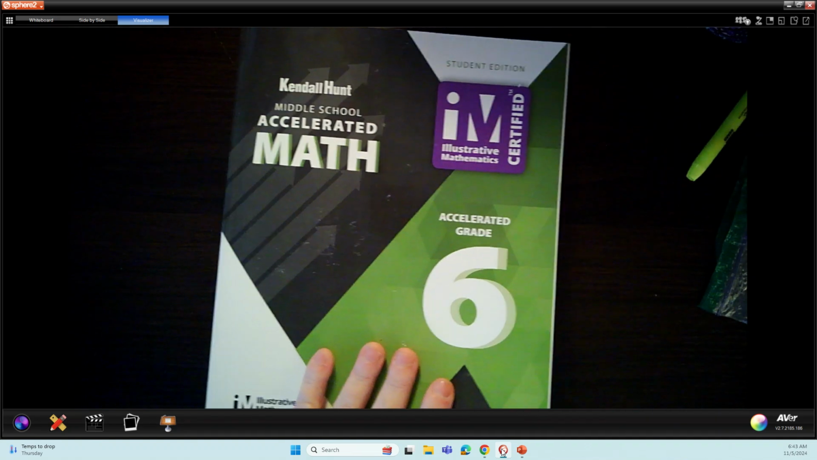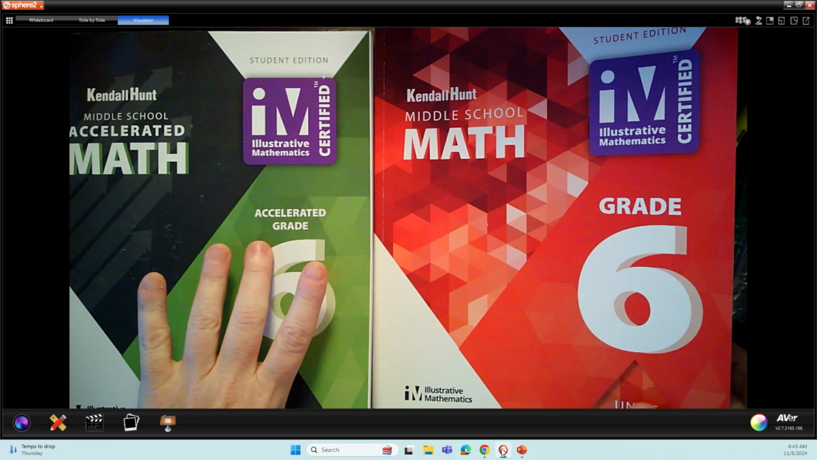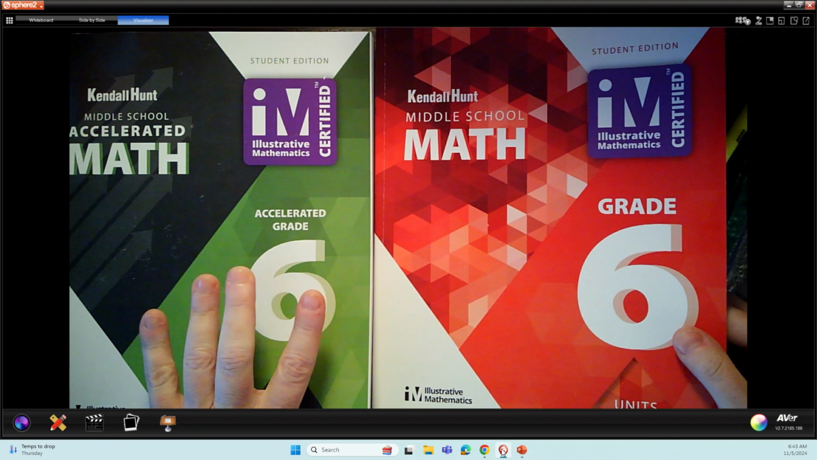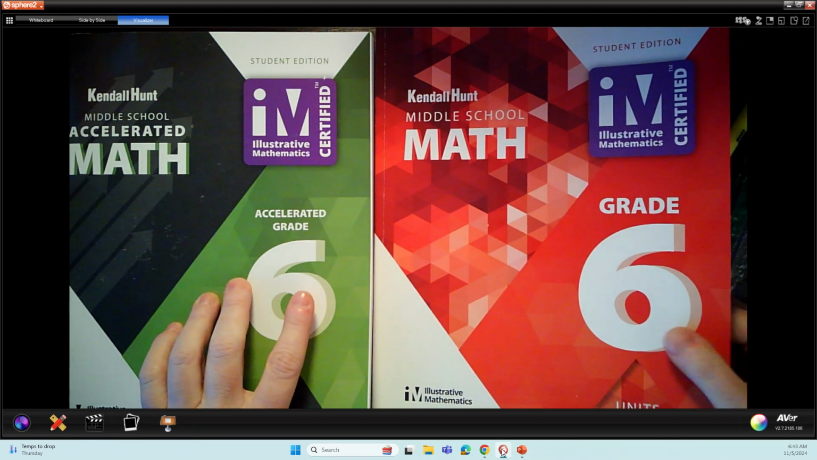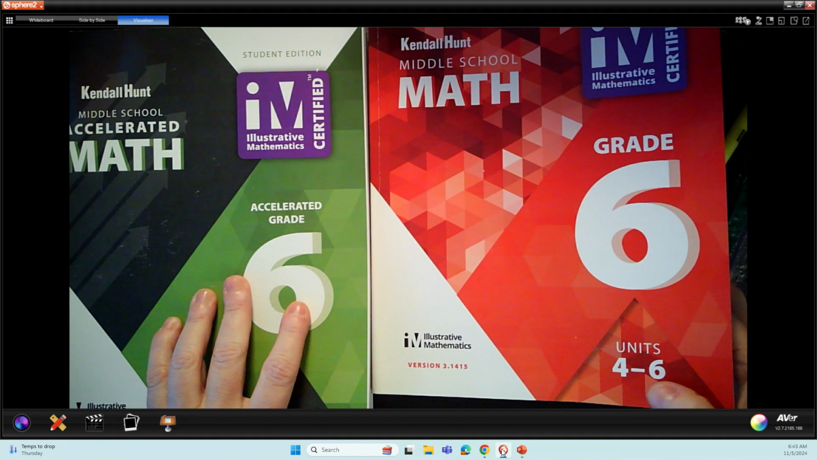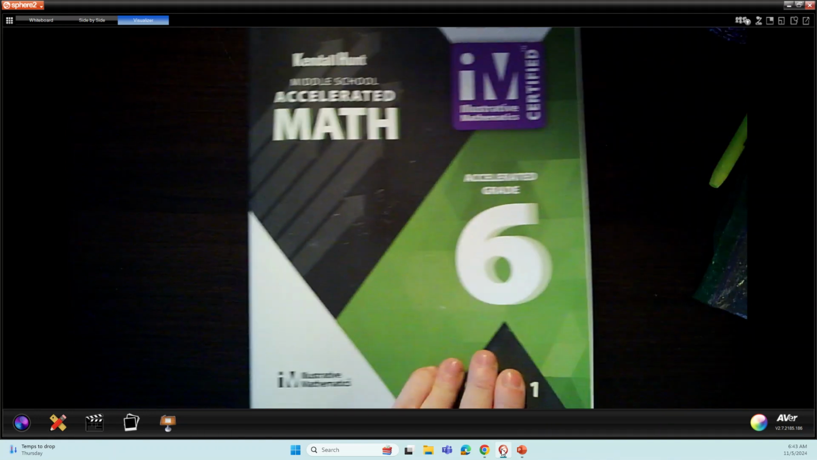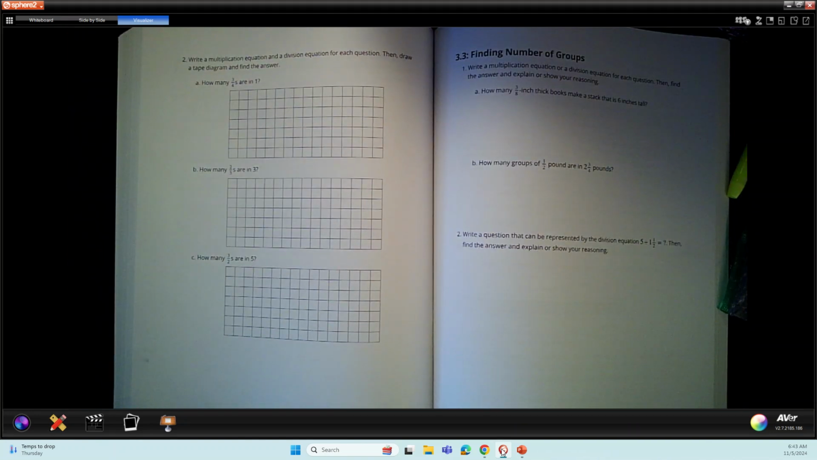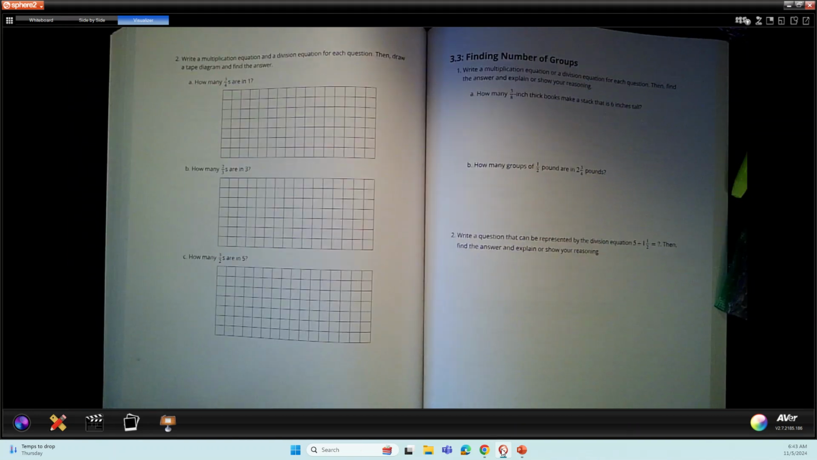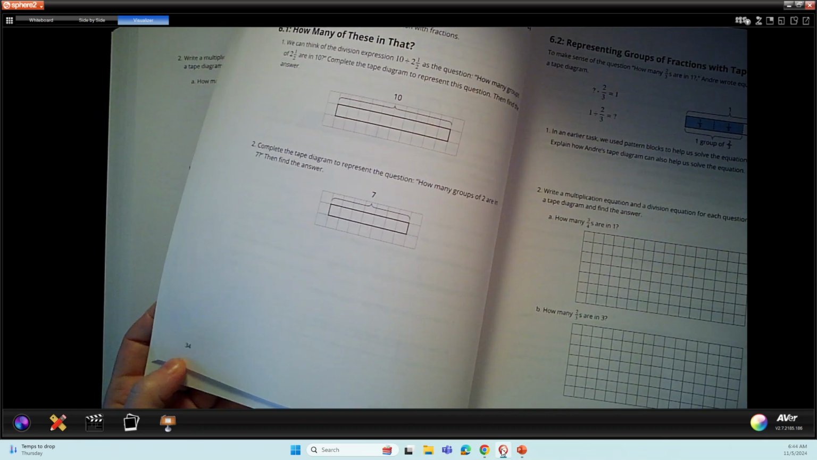Before I start, I just want you to know that we did pass out books. We have two sets of books floating around, the Accelerated 6 and the Grade 6. They're very much the same. We ran out of these books, so your student may have the red one. If they have the red one, we're looking at units 4 through 6, the second book, unit 4. If you have the green one, it's going to be unit 3, and the green one is page 280. We're going to take a look at page 280. If you're in the red one, it's that second book at the beginning, page 34.